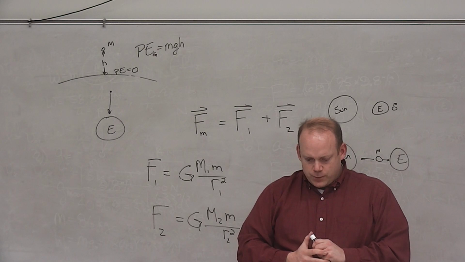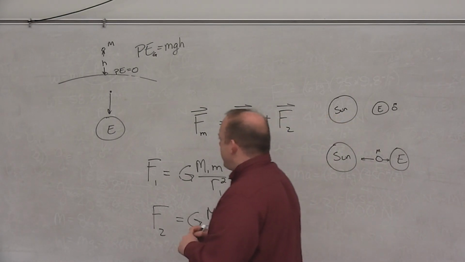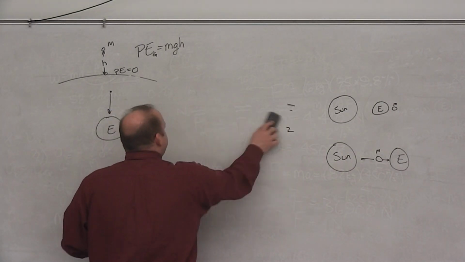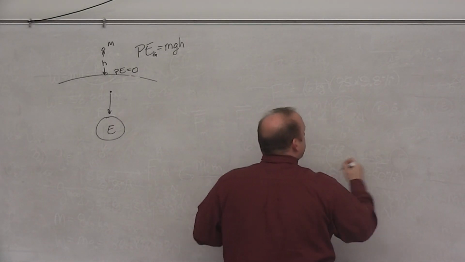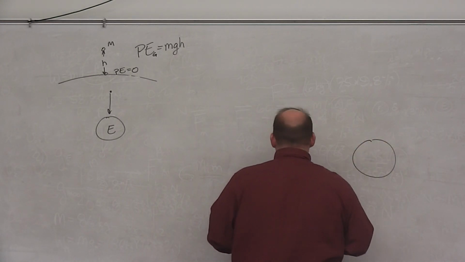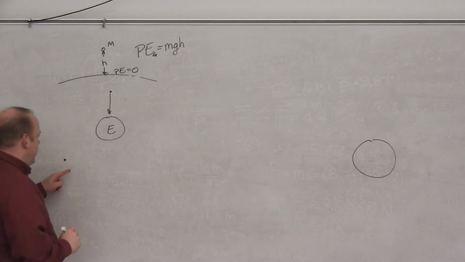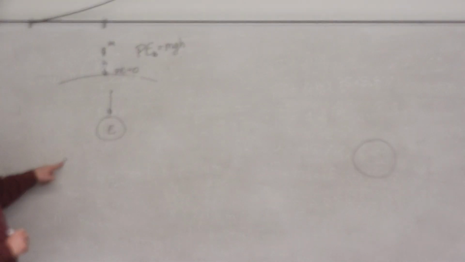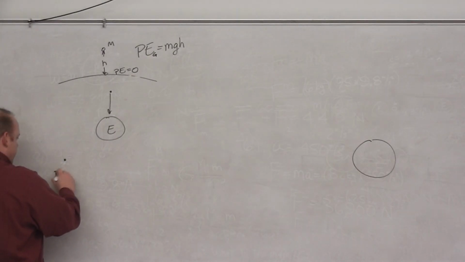So now, we're going to set it up a little bit differently. We're going to say that far, far, far away from Earth, here's Earth, far, far, far away from Earth, this is infinity, by the way, it's really not, obviously. But we're going to say that this is infinity. Far, far, far away from Earth, we're going to set the potential energy equal to zero.